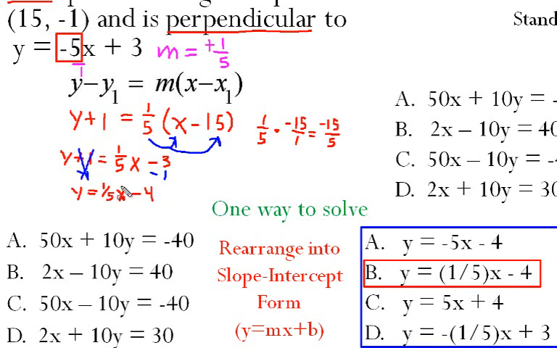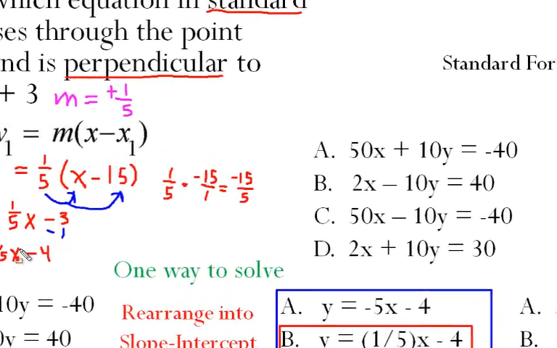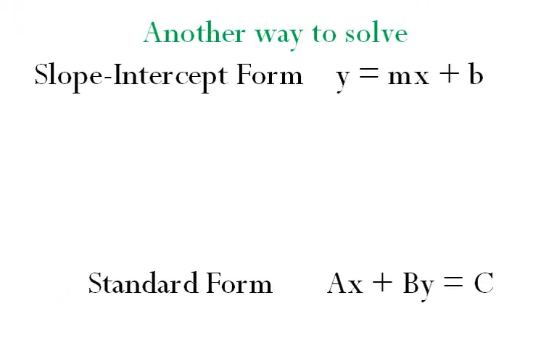If you wanted to rearrange this into standard form, you could also do that. So let's try that way now. Okay, so we're going to take our y equals mx plus b, which is y equals 1/5 x minus 4. Okay, and if we look at standard form, the x term is on the same side as y, so we need to move this back over here. So to do that, we're going to subtract 1/5 x from both sides.